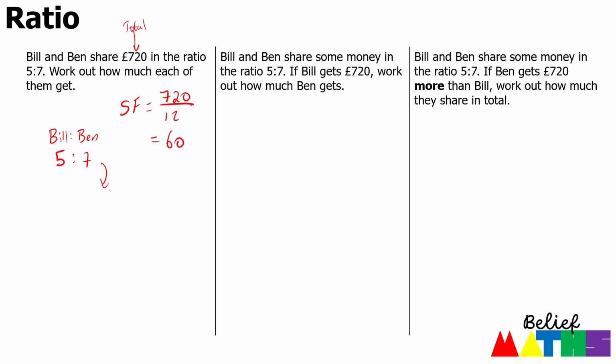So that then means we're just multiplying each side here by 60, which gives us 300 and 420. So therefore, Bill gets £300, Ben gets £420.